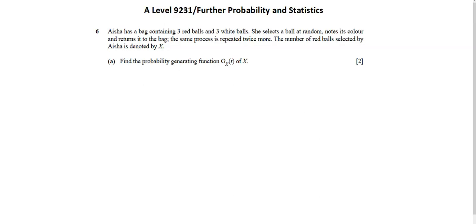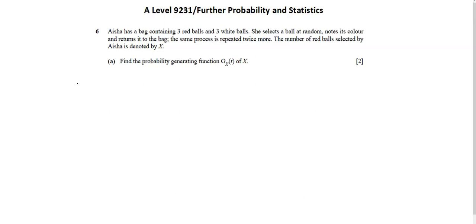This is 9231 Further Probability and Statistics, the specimen paper for the 2020 exam series, question 6. Aisha has a bag containing 3 red balls and 3 white balls. She selects a ball at random, notes its color, and returns it to the bag. The same process is repeated twice more. The number of red balls selected by Aisha is denoted by x. A, find the probability generating function of x.